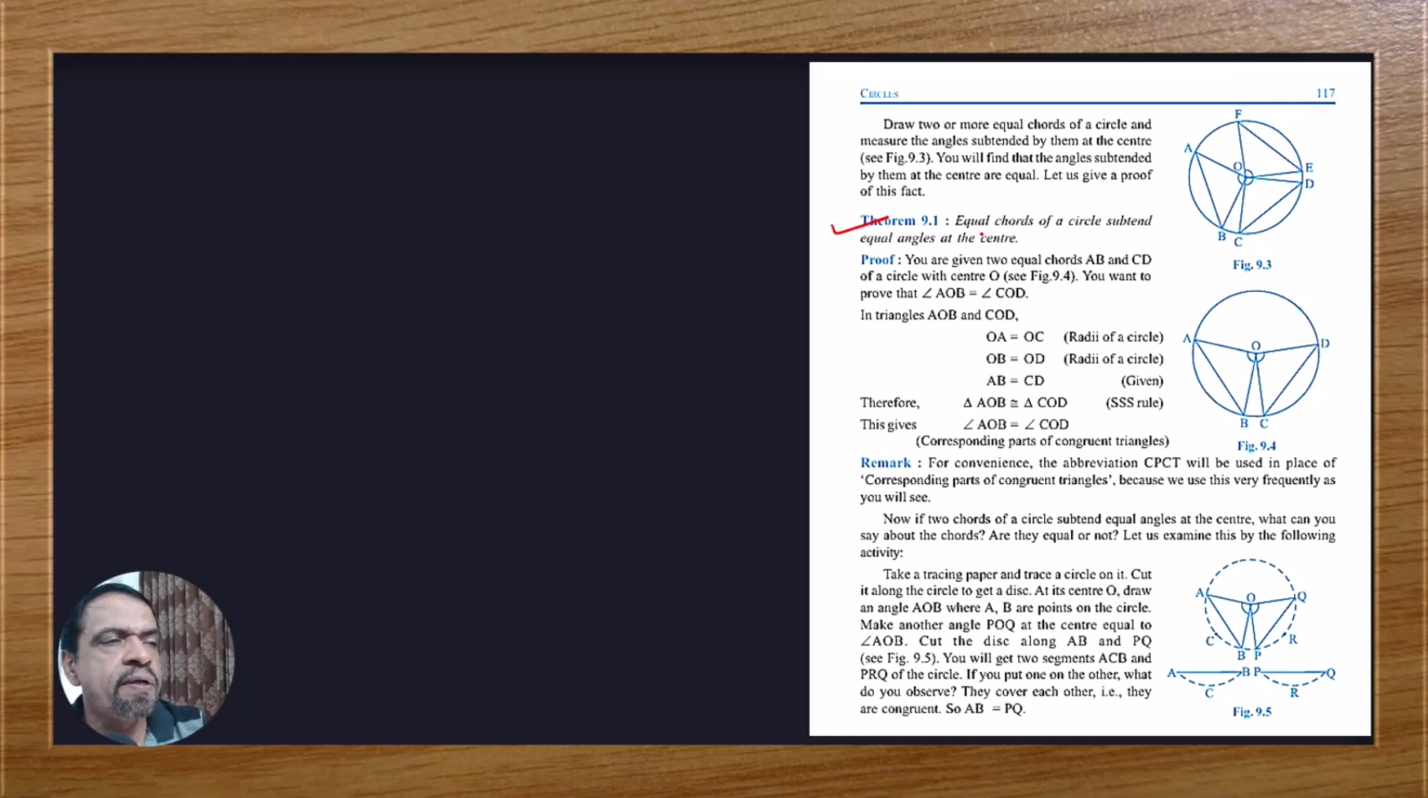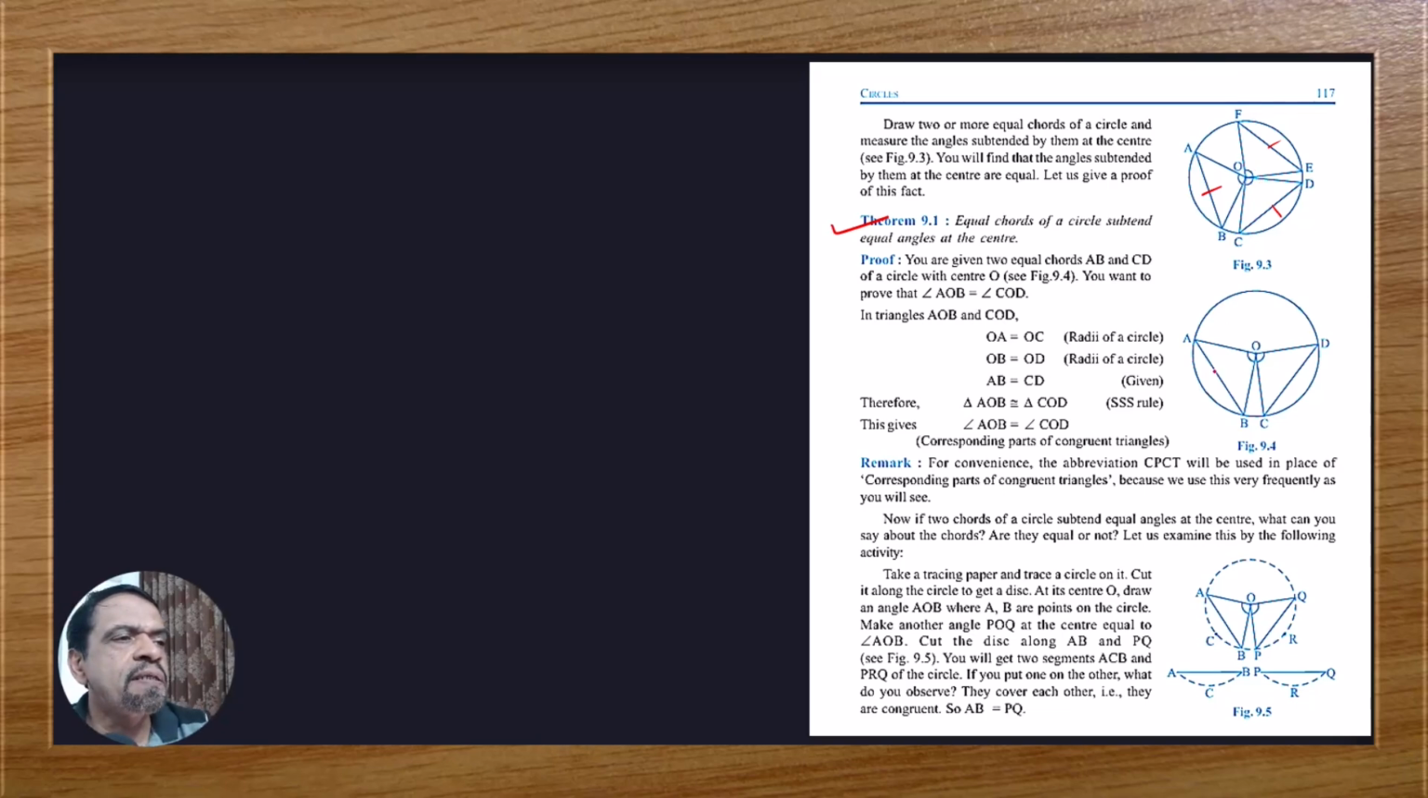Theorem 9.1: equal chords of a circle subtend equal angles at the center. See, these are equal chords, equal in length, so the measure of the angles will be the same. Equal chords subtend equal angles at the center.